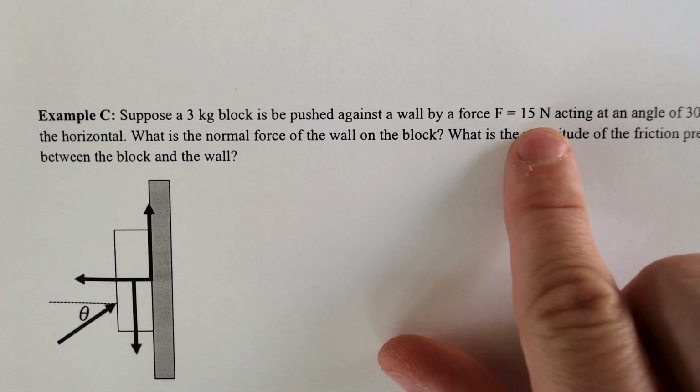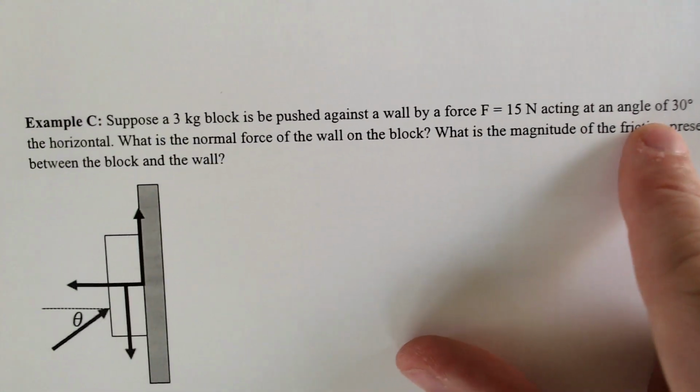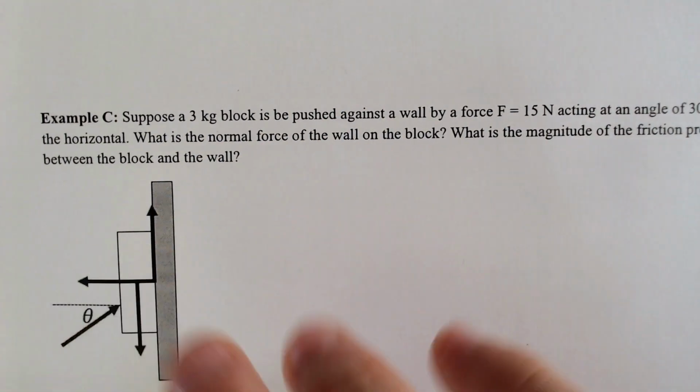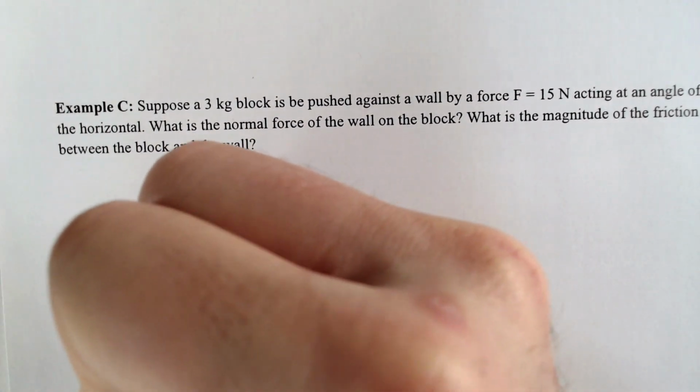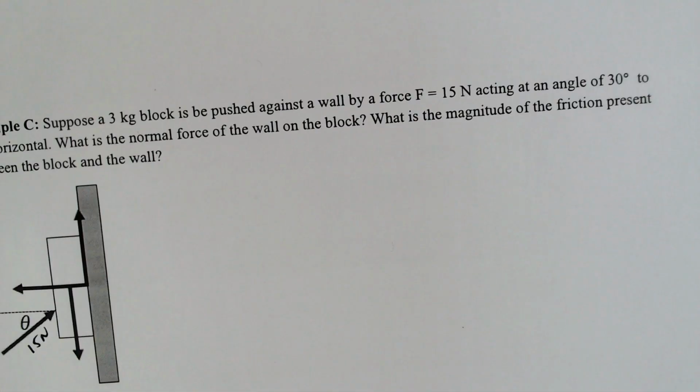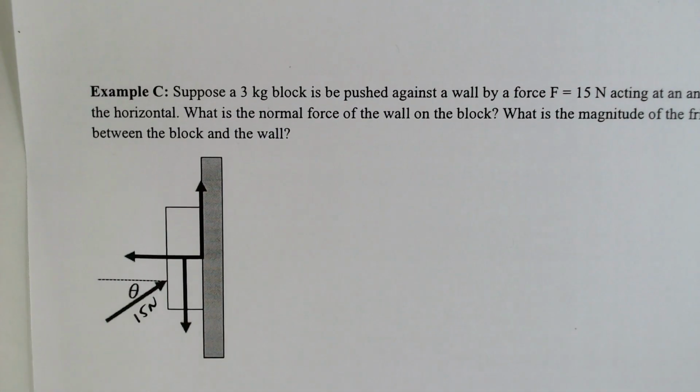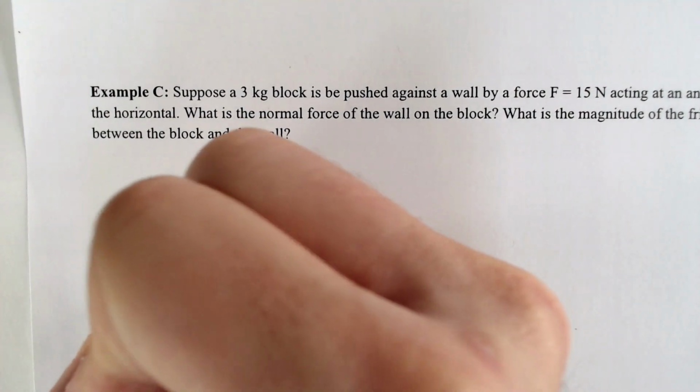So this time we know the force, and we also know the angle, but we want to know the normal force of the wall and a few other things. So here, the force of this angle is 15 newtons. The angle is still 30 degrees, so that's convenient. 30 degrees is kind of a nice number.